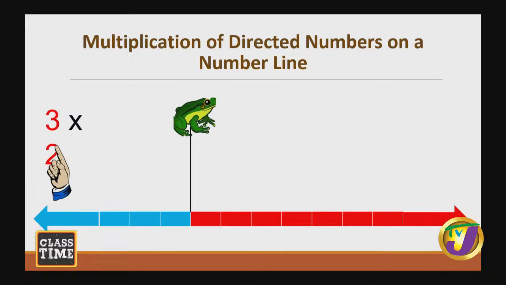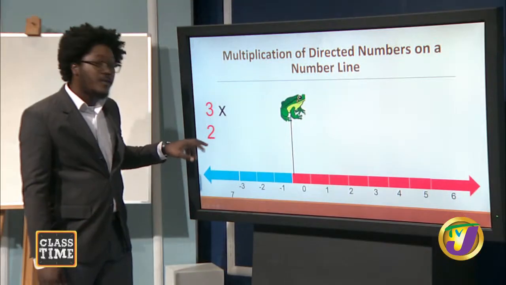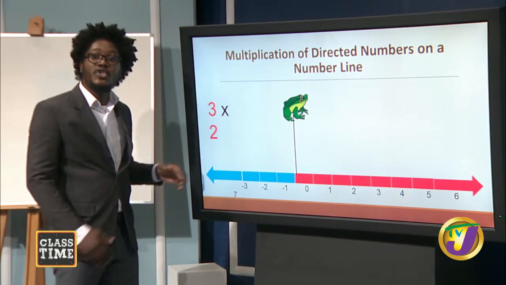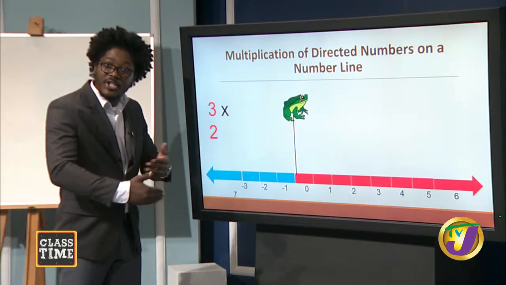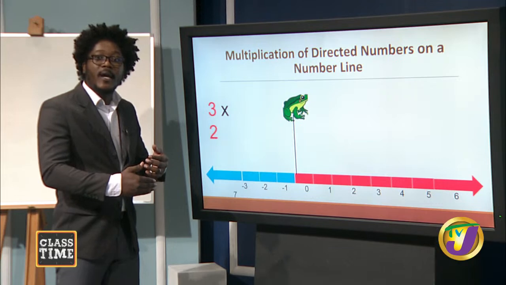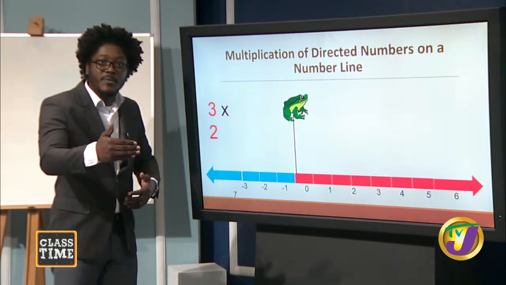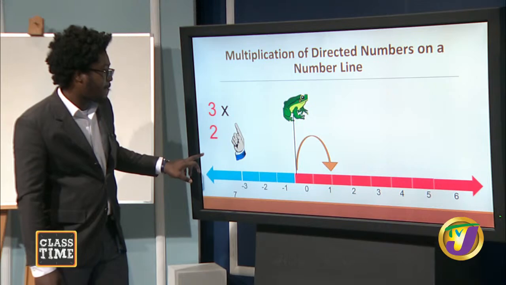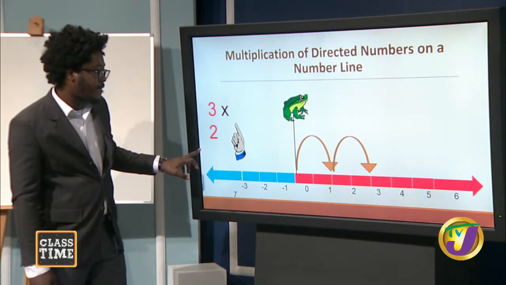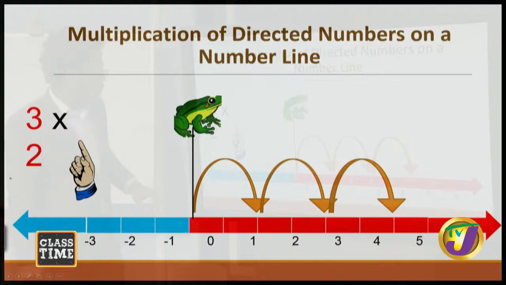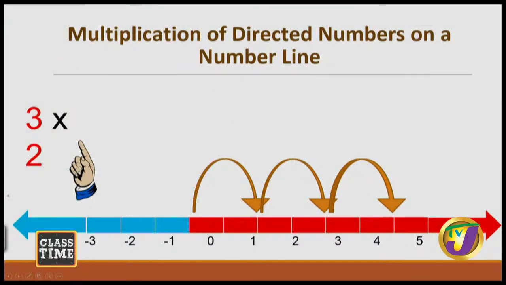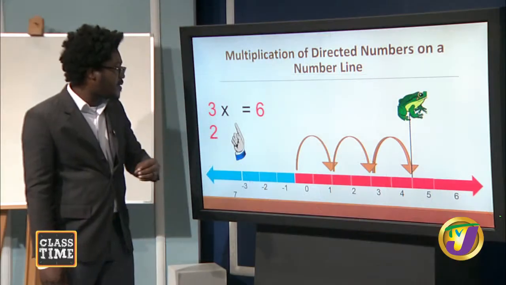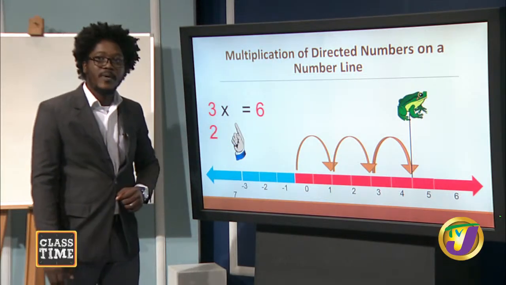The second number is 2. This 2 here tells us that he's going to jump forward, because remember, we're looking at the direction. He's going to jump forward, and every time he jumps, he's going to jump 2 spaces. So that would be the first jump, second jump, third jump. And we realize that Froggy ends up at 6. So when we multiply positive 3 by positive 2, our result is positive 6.